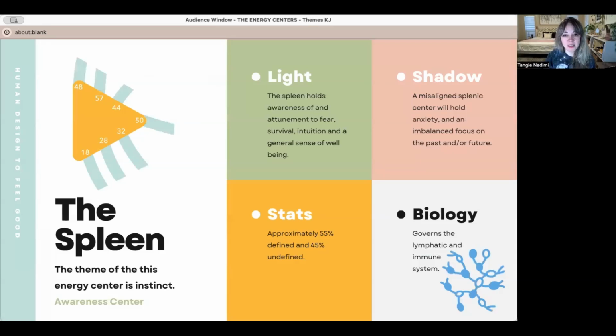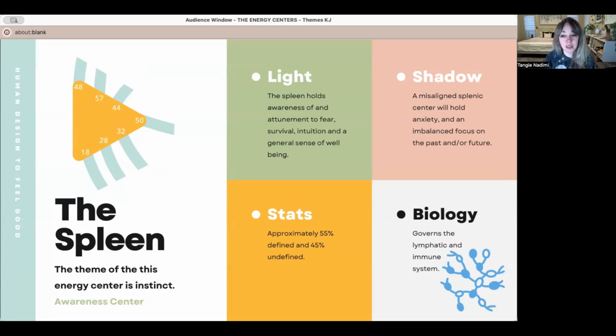Next up, we have the spleen center. The theme of this energy center is instinct, and it is an awareness center. So it's not a motor. It doesn't do, it doesn't perform. It's not a yes or no. It is an instinctual awareness in the moment. The spleen holds awareness and attunement to fear, survival, intuition, and a general sense of well-being. The shadow of the spleen center, or a misaligned spleen center, will hold anxiety and an imbalanced focus on the past or the future. About half of people, again, 55% defined and 45% undefined.